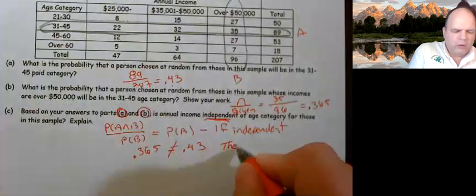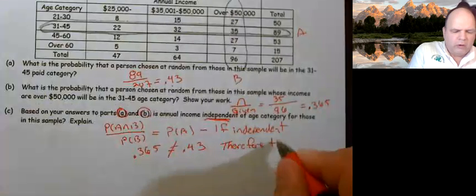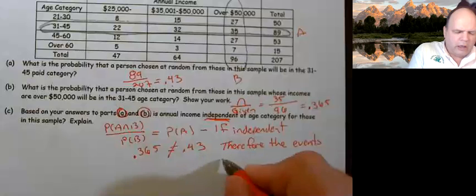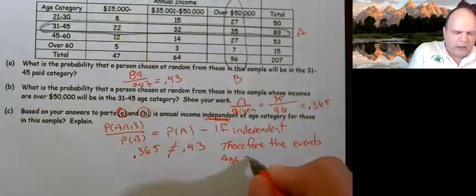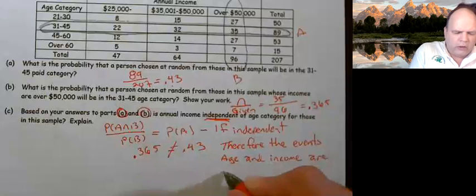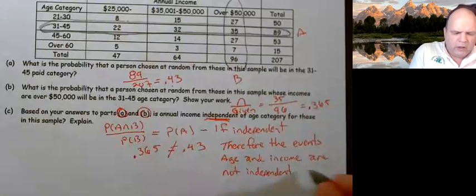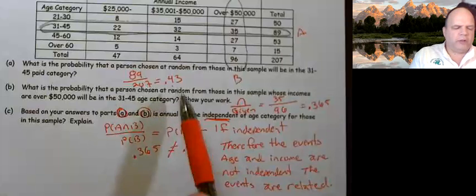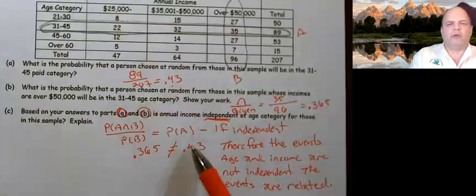Therefore, the events age and income are not independent. The events are related. Okay, this would have been a full credit response. That would have got me full credit for here. This is full credit for there, and that's full credit for there.